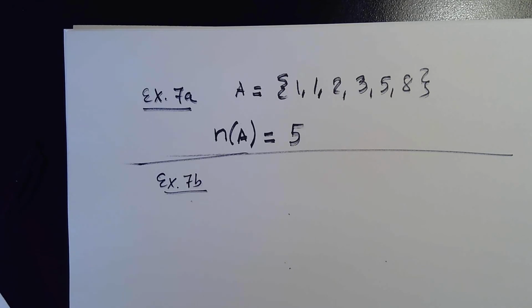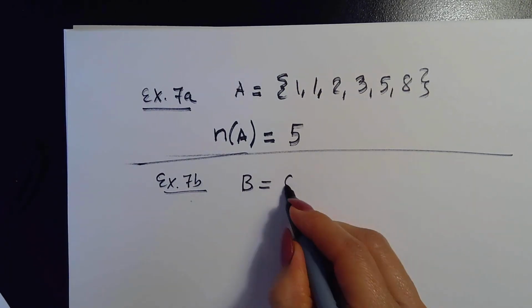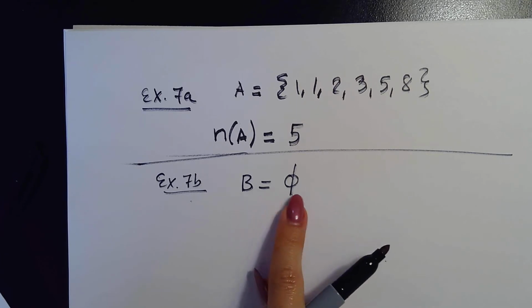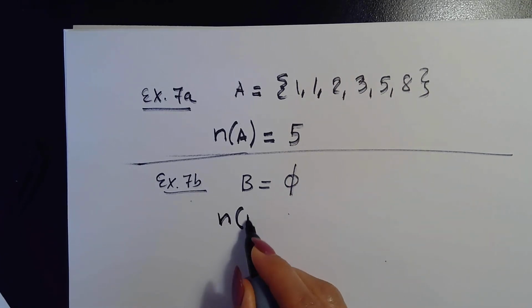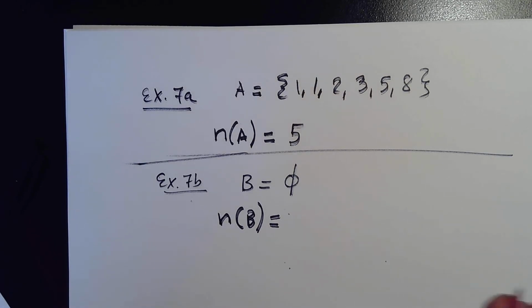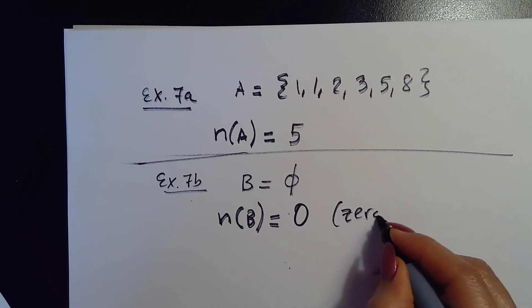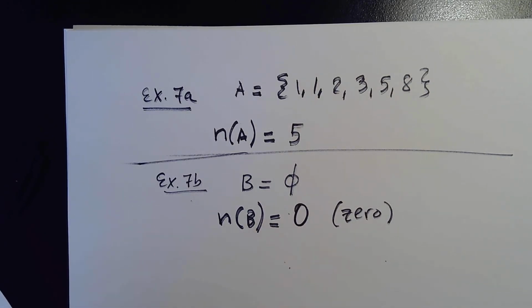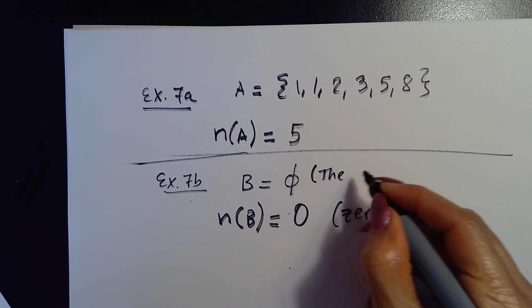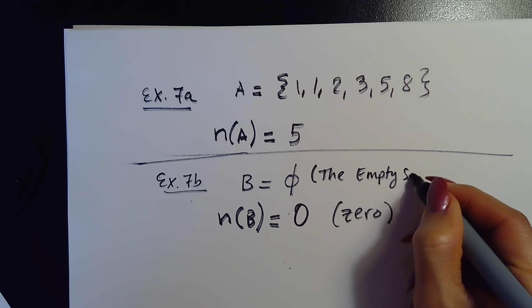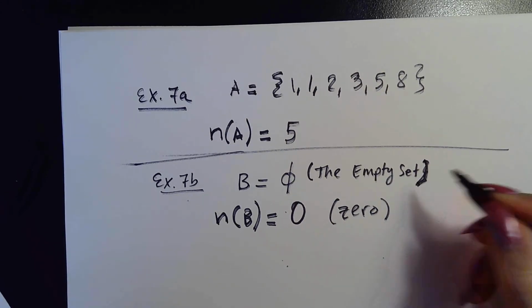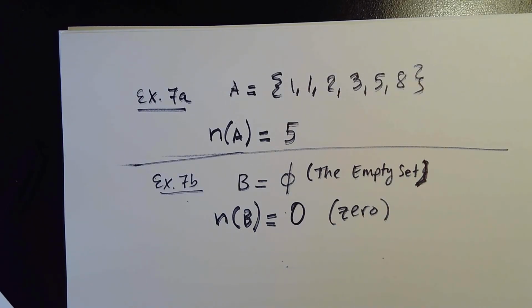For 7b, we have B is the empty set. So B is a set, and it's equal to the empty set. So what is the cardinality of B? Remember, the empty set has no elements. So if I look at its cardinality, it has to be 0 because there are no elements, right? So this is 0. The cardinality of B is 0. Why? Because B is the empty set. Okay, now what about 7c?